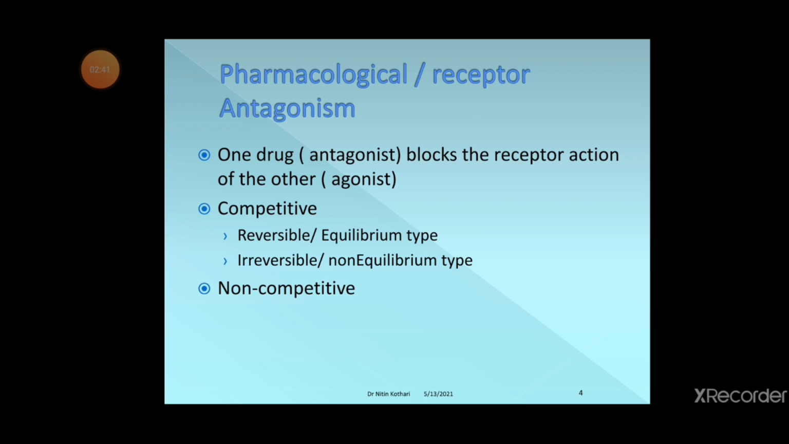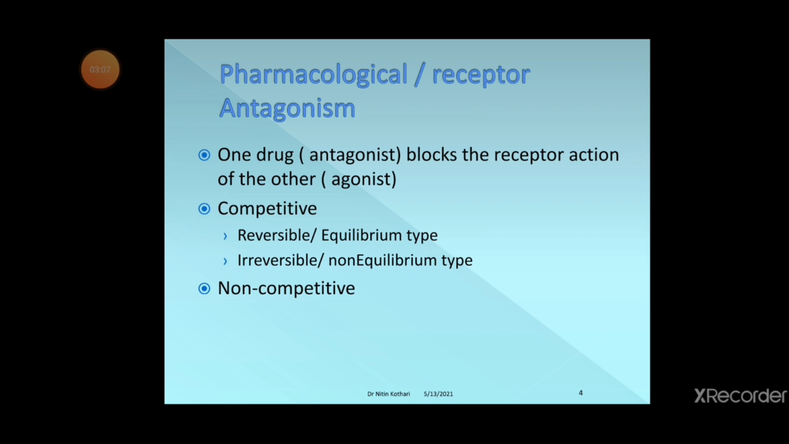What is competitive antagonism? In this, there is a competition between agonist and antagonist for binding to the receptor, because both have the same chemical structure. So both will bind at the same receptor site. So they both compete for the receptor.